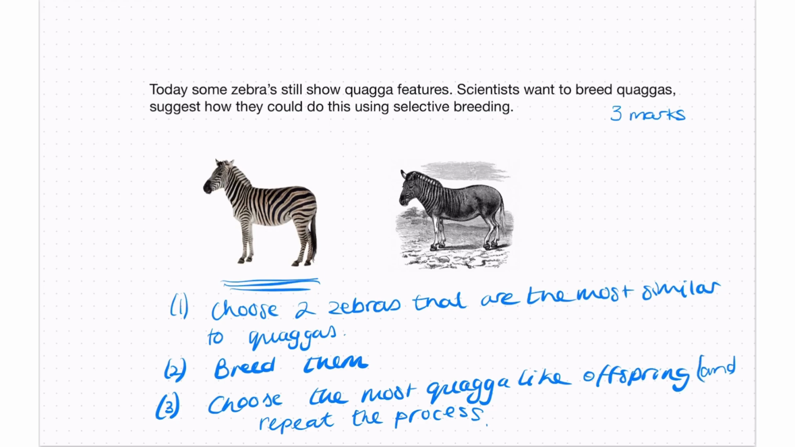Now, the and repeat the process is actually a 4th marking point, but as the question is only worth 3 marks, you will only get 3. Okay, but you include it to finish your sentence, because if you had a 4-mark question on it, you would need to say all those points. All right, that gives you an insight into how to answer a question on variation.